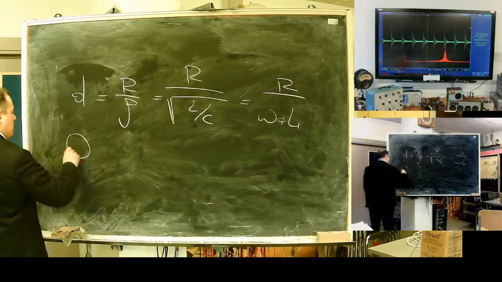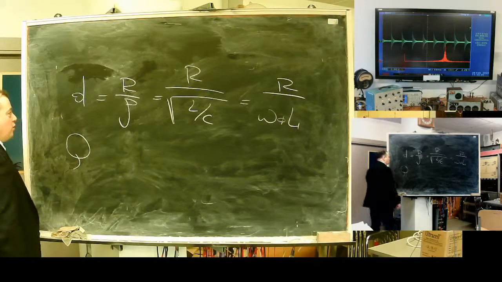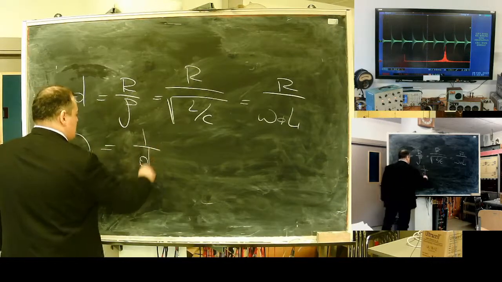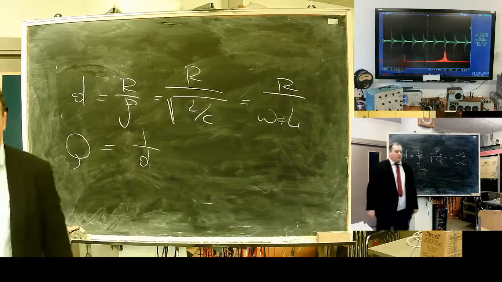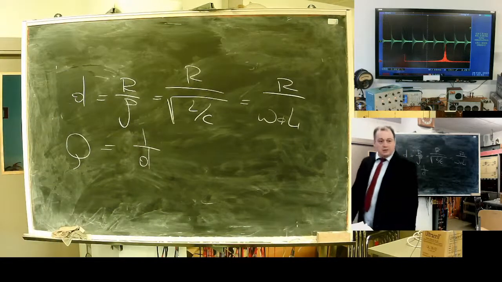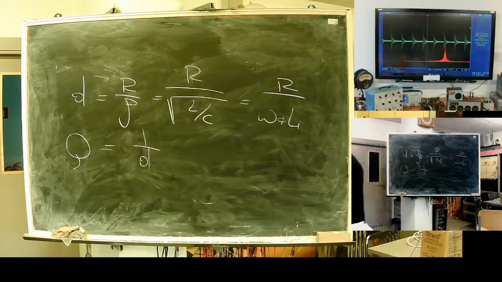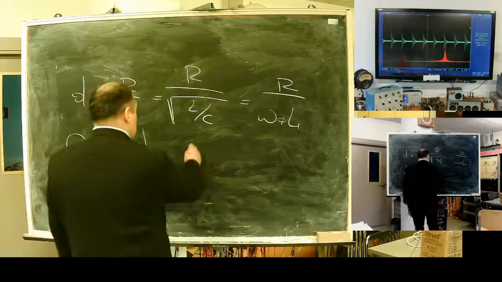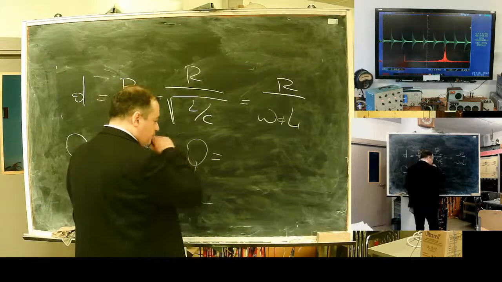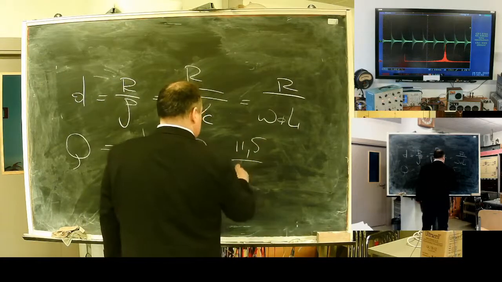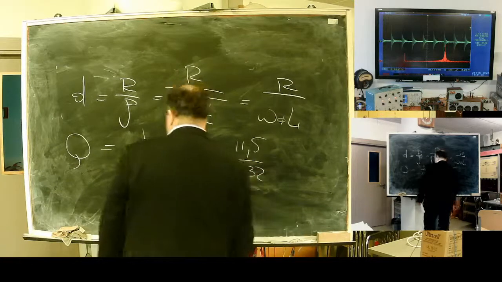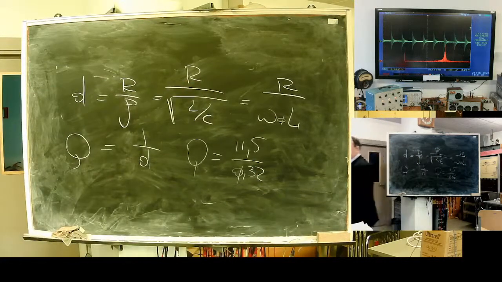Much more popular is the contour quality Q, being 1 over D. It's a ratio of resonant voltage or resonant current to non-resonant. We saw 11.5 volts from 300 millivolts. So Q would be 11.5 divided by 0.32. It's a quality of contour.